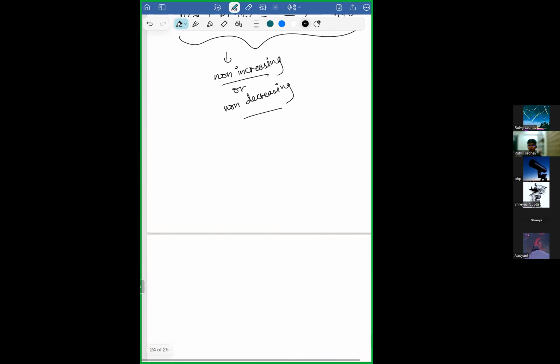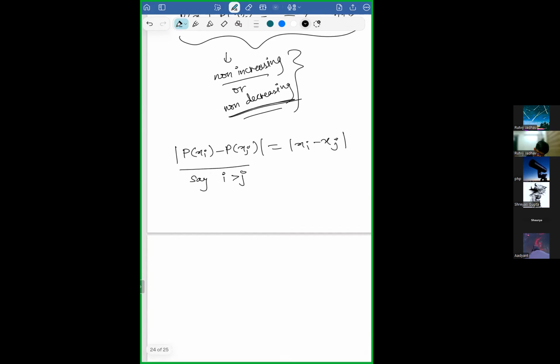So now we are almost there. How do we conclude from here? Earlier we had that mod of p of xi minus p of xj equals mod of xi minus xj, right? But now, if we say that it is a non-decreasing sequence, then we can just remove the mod here and say that p of xi minus p of xj equals mod of xi minus xj. How do we proceed from here?